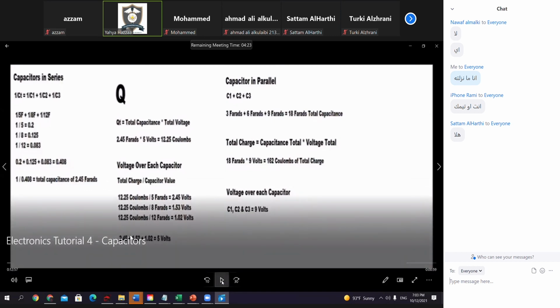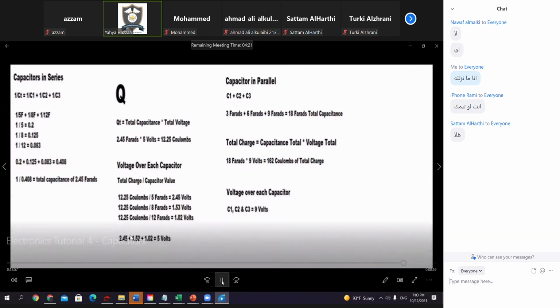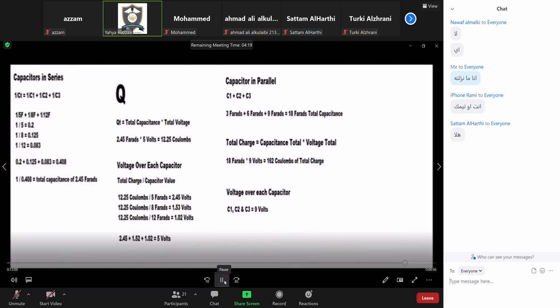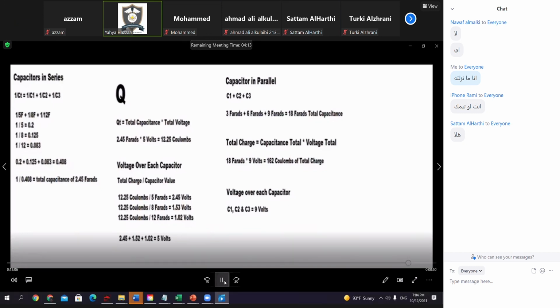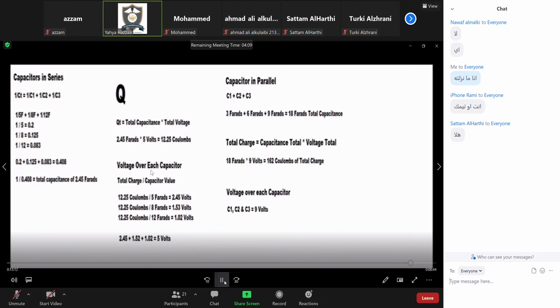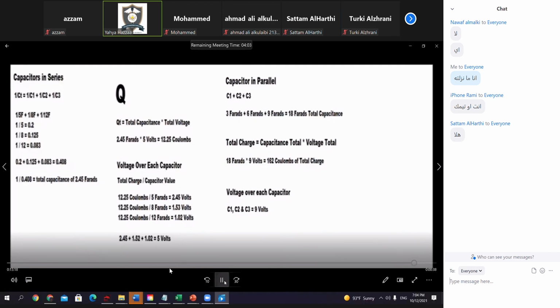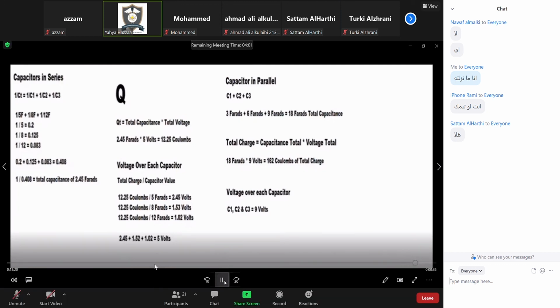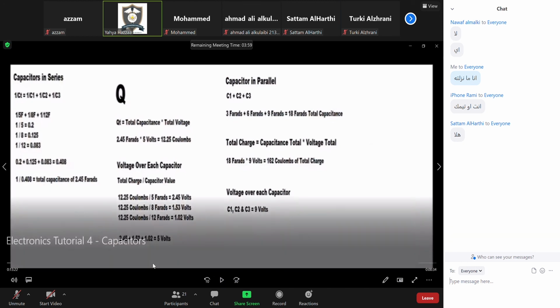The voltage passes through each capacitor. When the capacitors are in a parallel circuit, the capacitance increases, as does the amount of charge, but the voltage remains the same over each one. In later videos, we will mix capacitors and resistors in series and parallel and examine their effects.